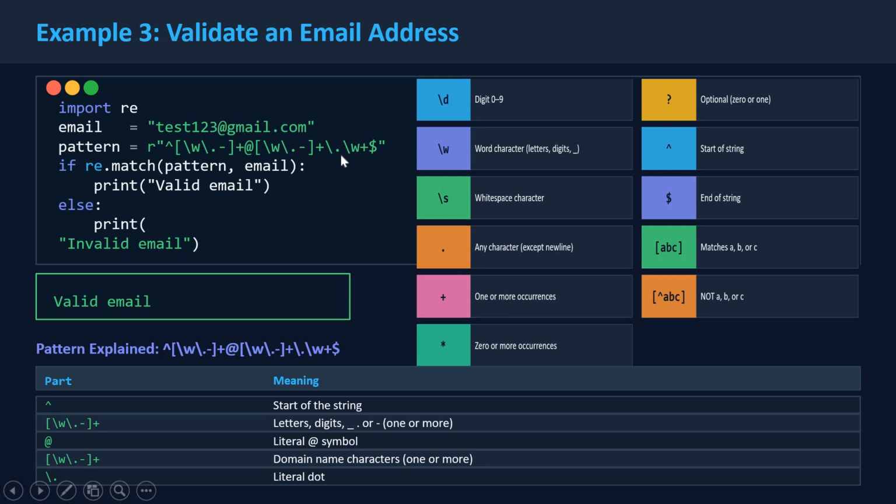It should not end with the dot, right? So we have a pattern where we are checking there should be any word, then the at sign, then any word, and then a dot, and then any word, and then it should stop. So dollar will represent the end of the string.